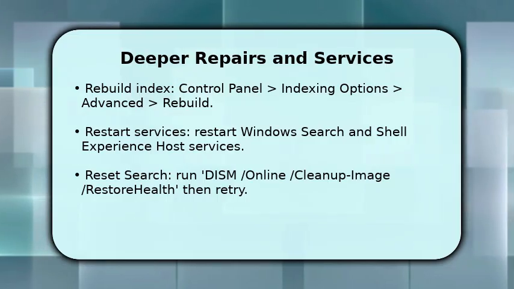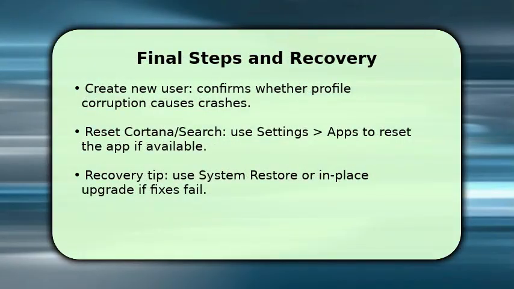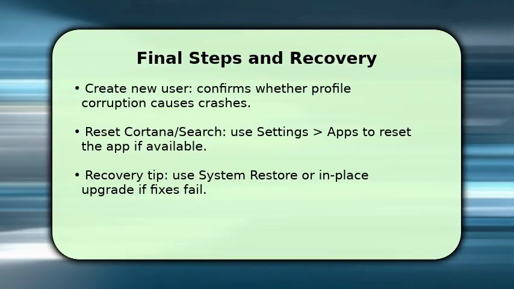Finish by isolating profile or app-level causes and applying recovery. Create a new Windows user account. If search works there, your original profile is corrupted and you should migrate data. If app-level issues remain, reset Cortana or the search app via Settings, Apps, which clears cached settings.